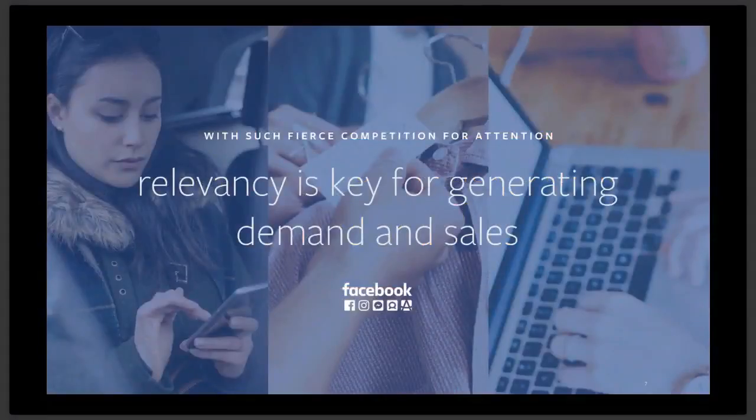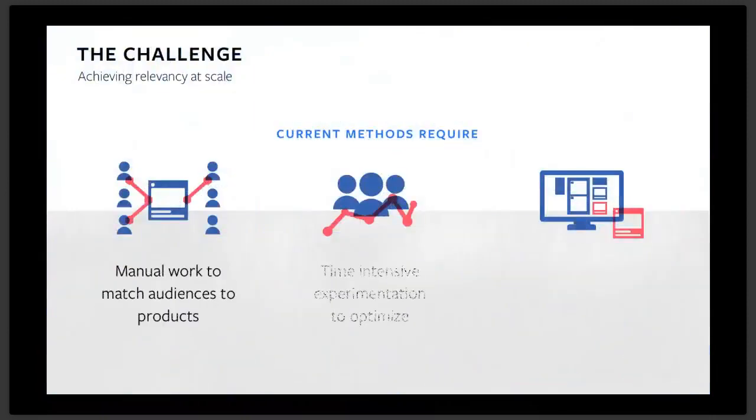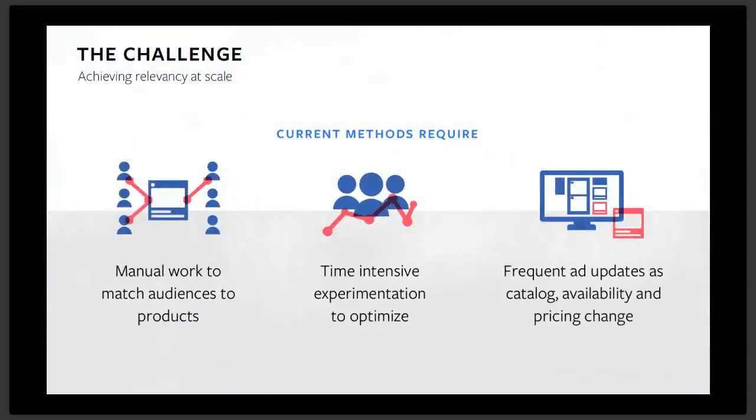With such fierce competition for attention, it's all about meeting your audience where they are with super relevant content to drive discovery for your brand and your brand's products. But achieving relevancy at scale comes with challenges that as marketers you're probably pretty familiar with. You often have to manually match audiences to products to increase relevancy, which is really not scalable, and it's pretty hard to apply to an entire product catalog, assuming your catalog has more than even 100 or 1,000 products in it.